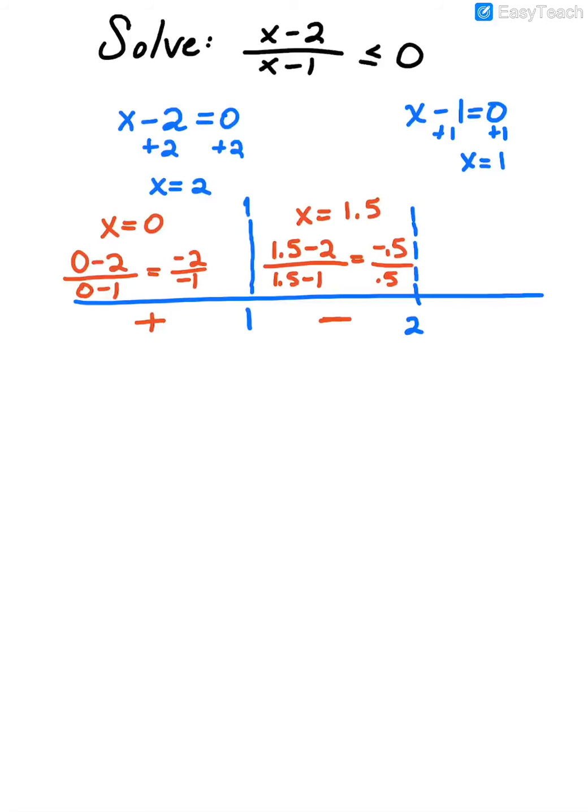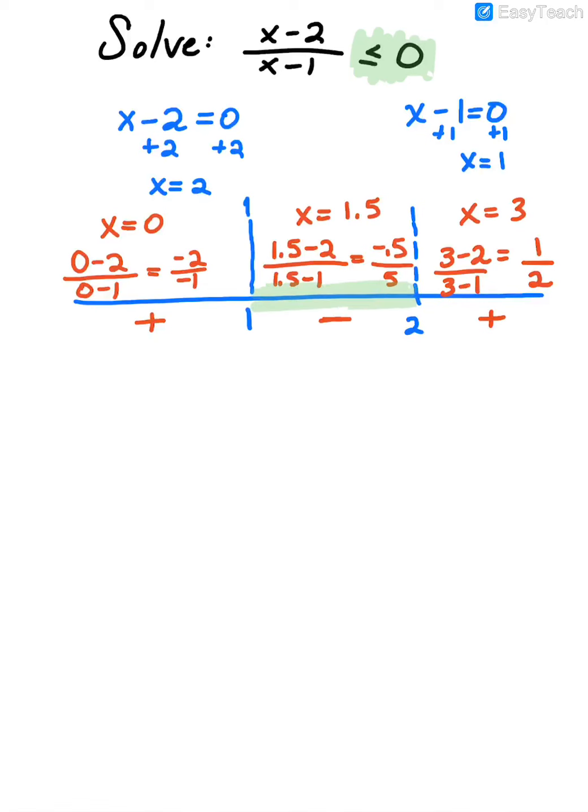And then finally, I need something bigger than 2, so I'll simply plug in a 3. 3 minus 2 on top would leave me with a 1, and 3 minus 1 on bottom would leave me with 2, and what matters is that overall it's positive. Now, with this particular inequality, we are interested in where it is less than or equal to 0. That means we're interested in the negative values, which are between the 1 and 2.